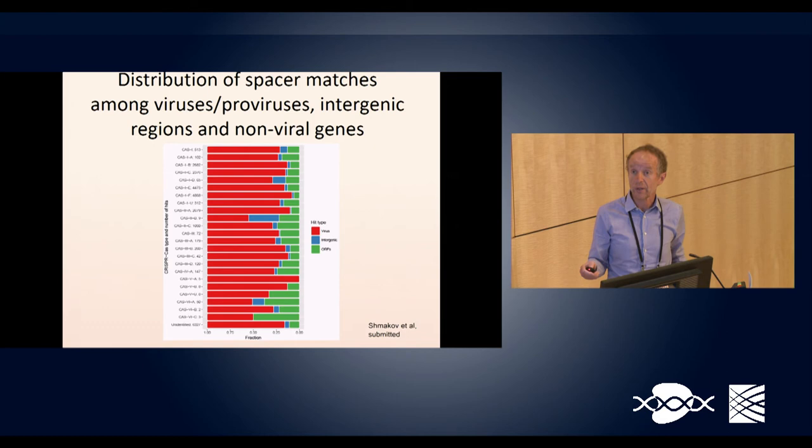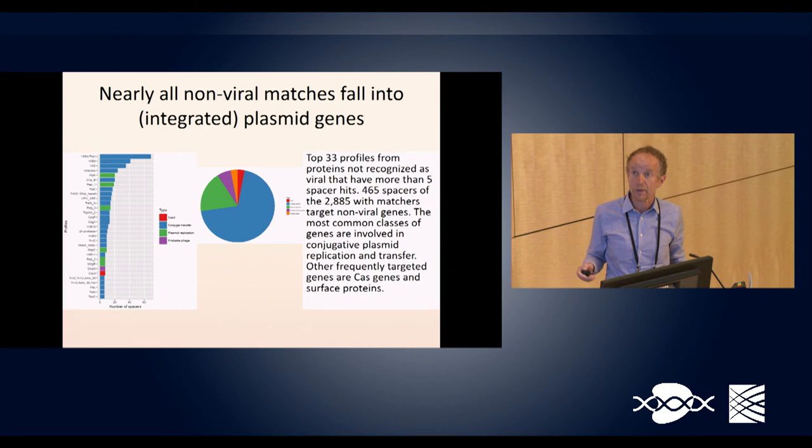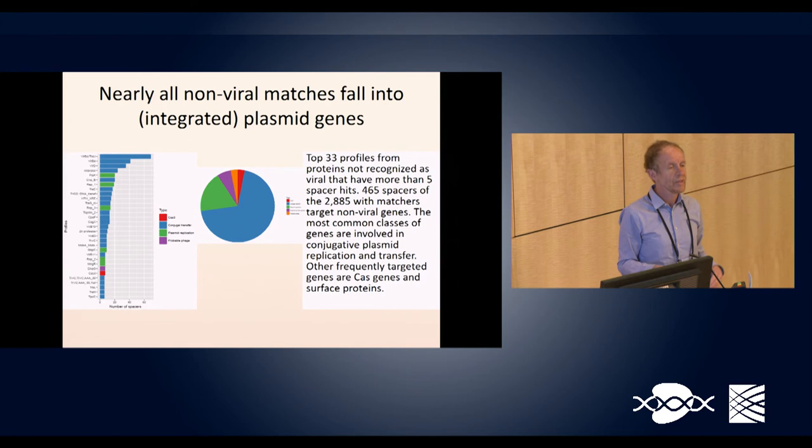And then there is a fraction on the order of 15 to 25%, on very few occasions more, of hits to genes of non-viral origin in microbial genomes. So let's then look at the so-called non-viral matches. What we see here is very remarkable: we do not really find protospacers in regular microbial genes, housekeeping genes, and so on and so forth. But we find the great majority of these non-viral matches in genes that are implicated in plasmid replication and conjugation, as well as, interestingly, and already reported by Francisco Mojica in a different context, Cas genes themselves.